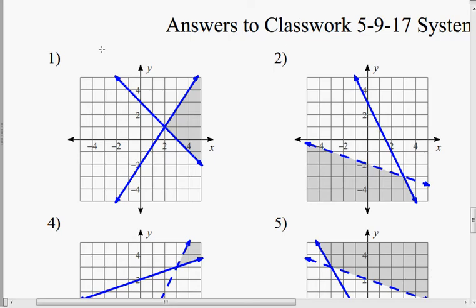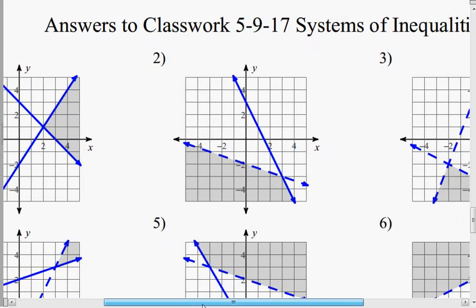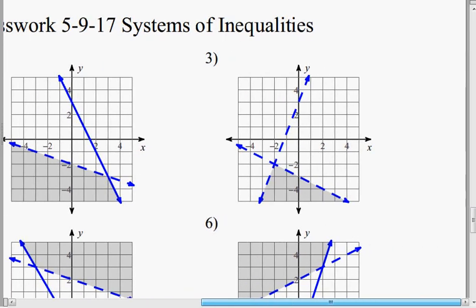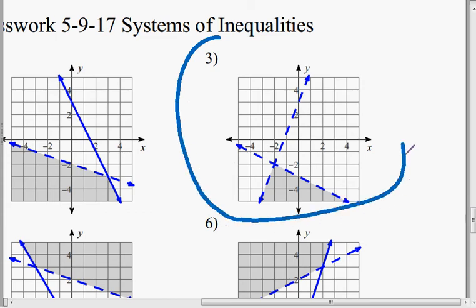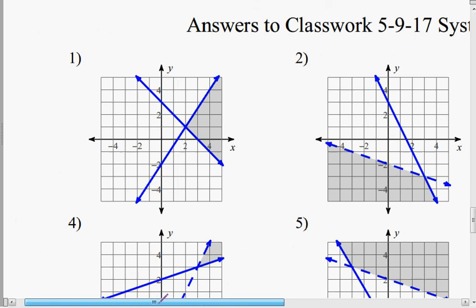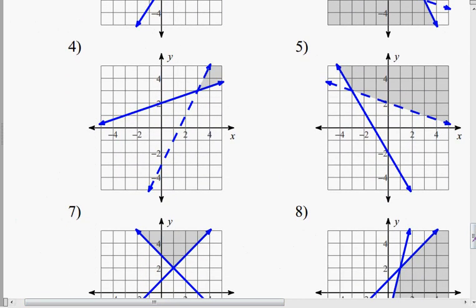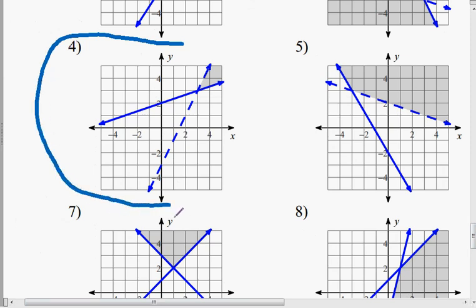Let's check your answers. Here are the answers to 1 and 2, which I did. Hopefully your answer to number 3 looked like this. And your answer to number 4 should look like this. If not, please check your answers and let me know if you have questions.